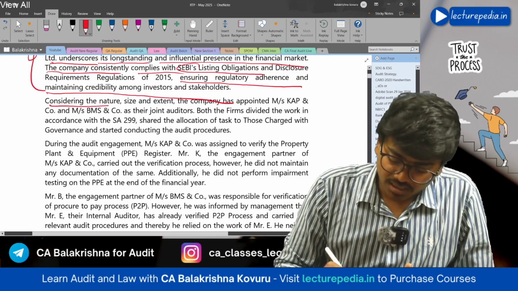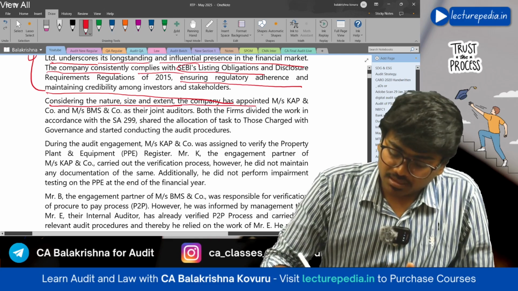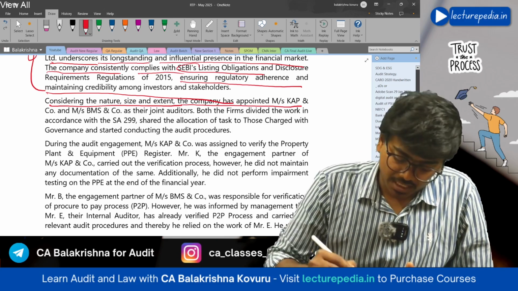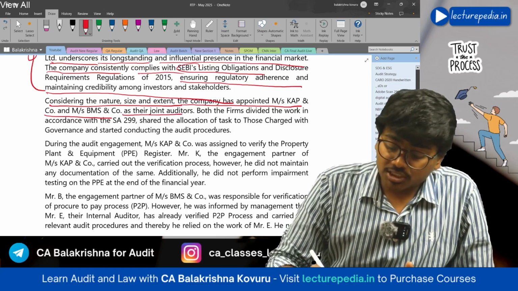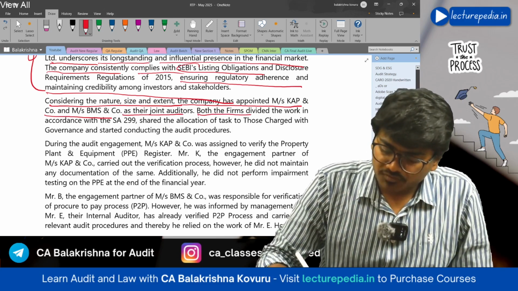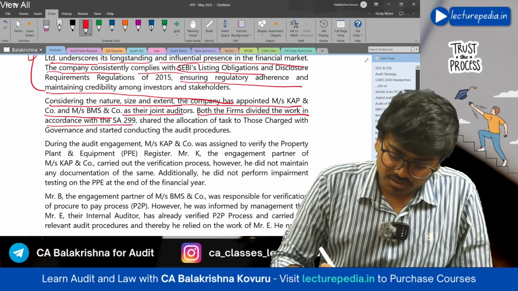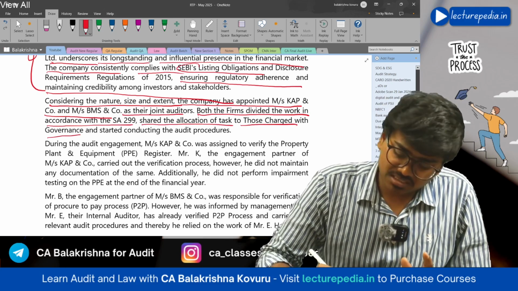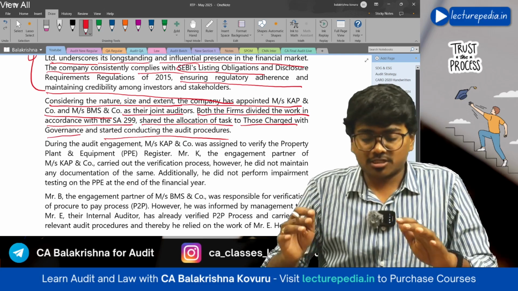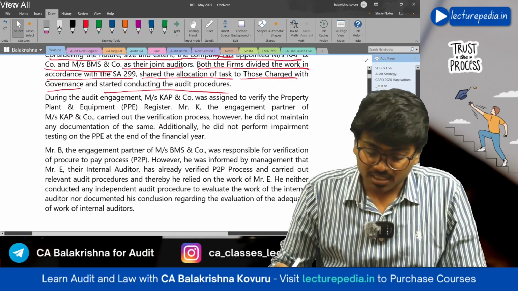Now, considering the nature, size, and extent, the company has appointed Mr. KAP and Mrs. BMS and Co. as their joint auditors. Okay, both the firms divided the work in accordance with SA 299, shared the allocation of tasks to those charged with governance, and started conducting the audit procedures. Okay, they have divided the work.